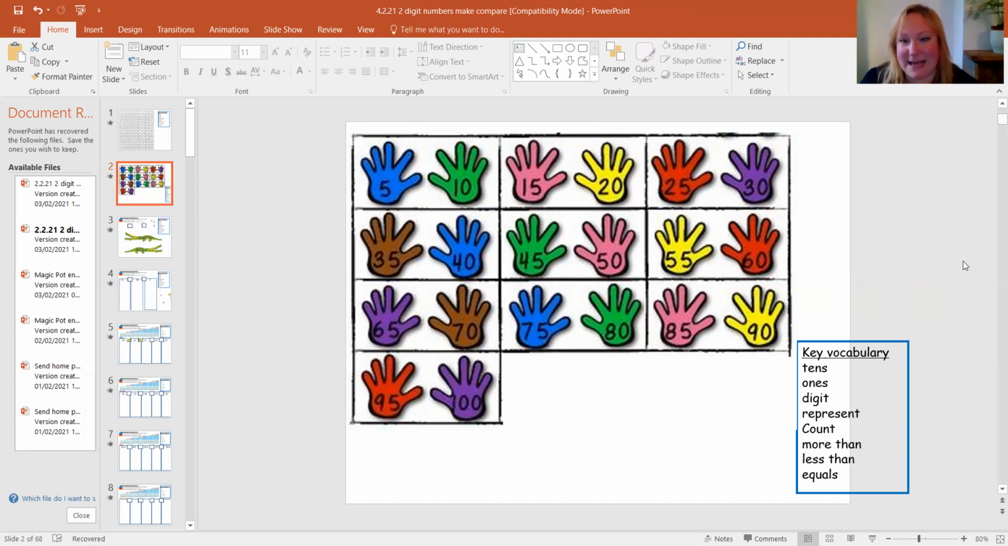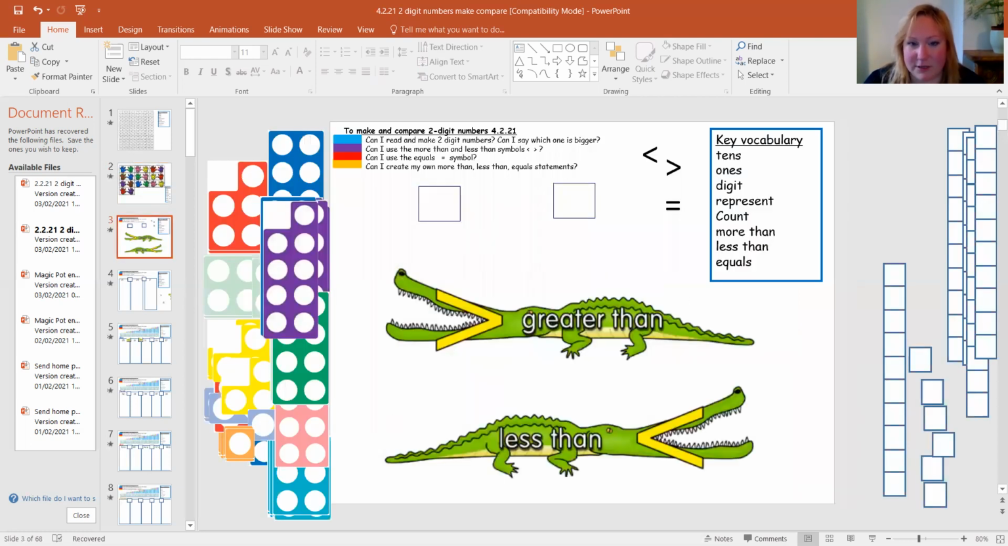Let's look at our vocabulary today. Our key vocabulary is still, again, tens, ones, digit, represent, count, more than, less than, and equals. And do watch the crocodile video because I think it's really quite helpful to learn about what these symbols mean. So here are our crocodiles, greater than and less than. And as I said before, I don't think it really matters if you get confused about which is which, as long as you understand that the crocodile always wants to eat the biggest number.